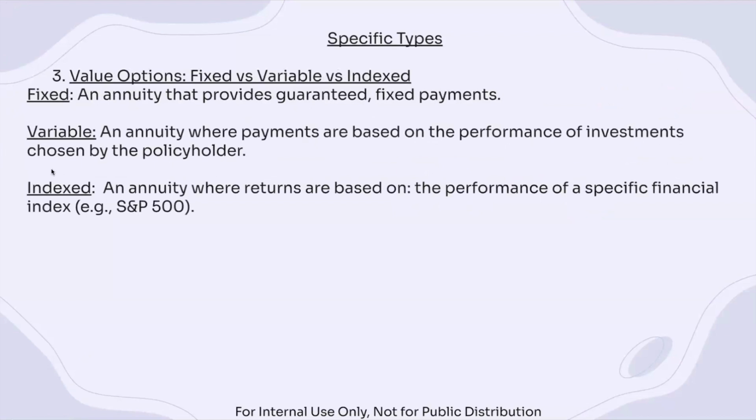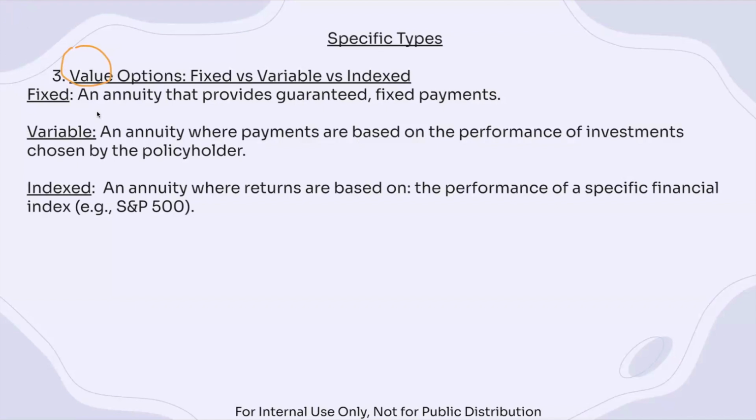We also have value options, right? Just like life insurance, during the annuity period or the payout period, there can be different ways that the payments are being made. But we're now thinking about the value of the payments. So we can first have a fixed value annuity. These are annuities that provide guaranteed fixed payments. So payments are fixed and guaranteed, maybe $800 per month, during the payout period.